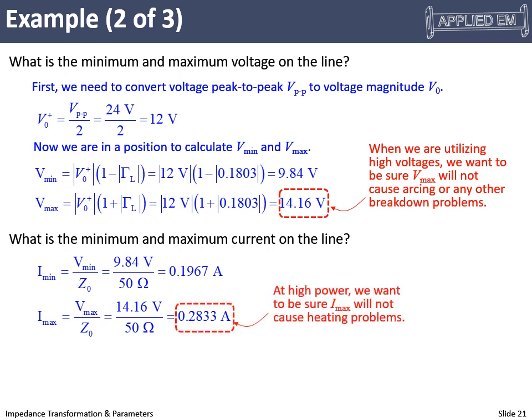And again, while this is not a problem here, we will always want to check our maximum current, because if we're transmitting high power through this line, that maximum current will create heat. And we need to make sure that our system can handle that heat. So we're checking the maximum voltage for arcing and breakdown. We're checking the maximum current for heating problems.